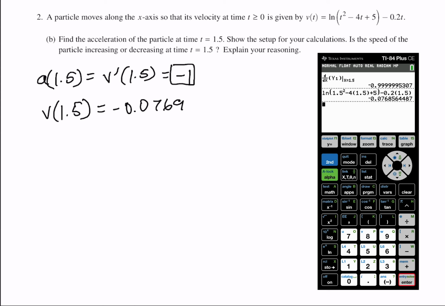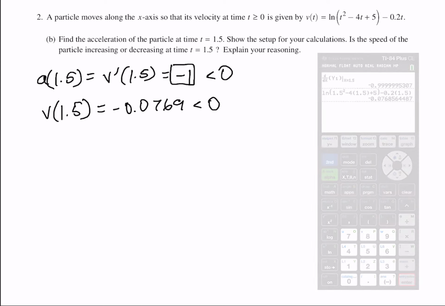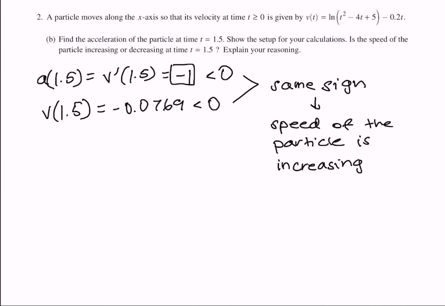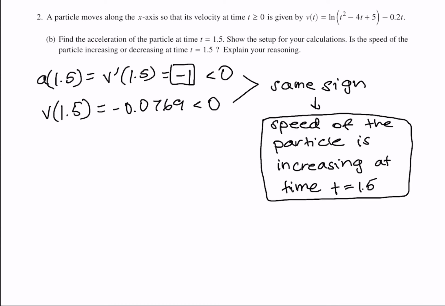0.0769. And so as you can see, the velocity is less than 0, and so is the acceleration, meaning they both have the same sign, which also means the speed of the particle is increasing at time t equals 1.5. And so our reasoning for this would be the fact that the acceleration and velocity at 1.5 have the same sign.